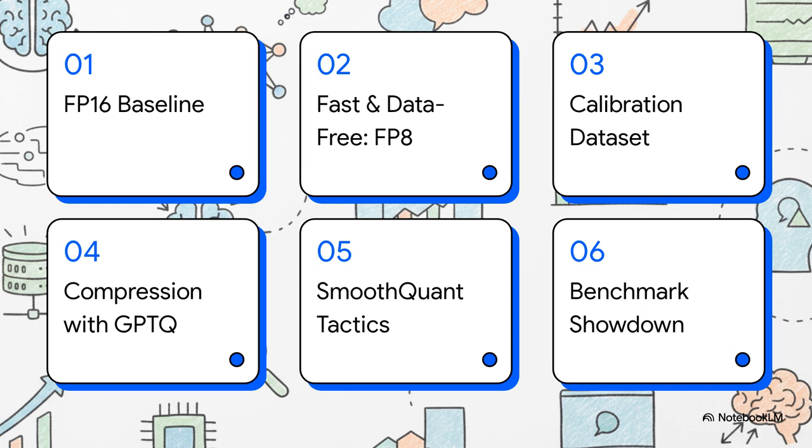Number 1, establishing the FP16 baseline. 2, fast and data-free FP8. 3, prepping the calibration dataset. 4, aggressive compression with GPTQ. 5, advanced tactics with SmoothQuant. And 6, the final benchmark showdown.